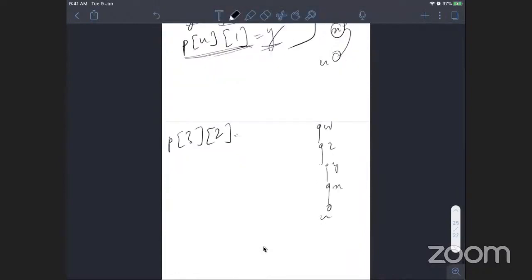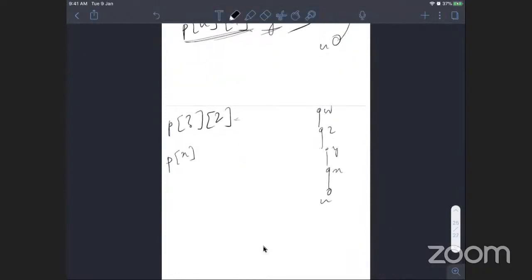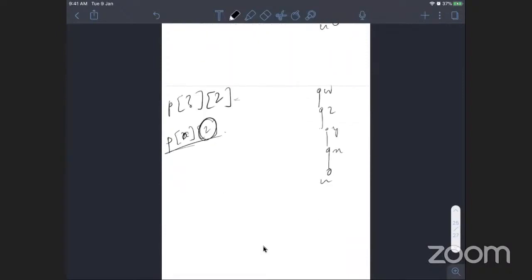Okay, now I'll ask for PX2. Who's my, okay, now this is like 2 to the power 2, the fourth parent. I'll ask who's my second parent, which is, sorry, U. So not X, here Y is equal to P, U1, right? This guy is the second parent.